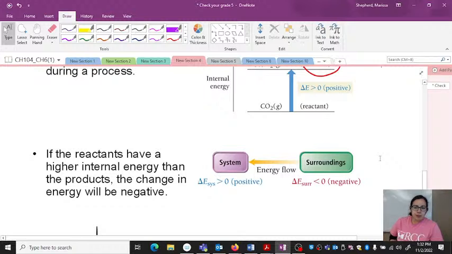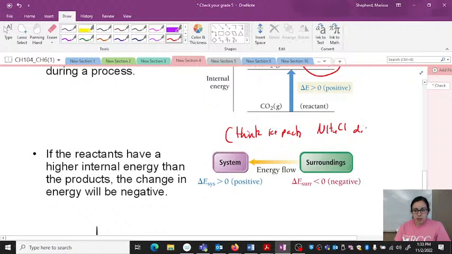And so now, if our products have a higher internal energy, that energy has to come from somewhere, and so that energy is going to be coming from the surroundings. So now with the ice pack, now your hand is supplying that energy to dissolve the ammonium chloride. So let's just put up our example. Think ice pack and ammonium chloride dissolving.